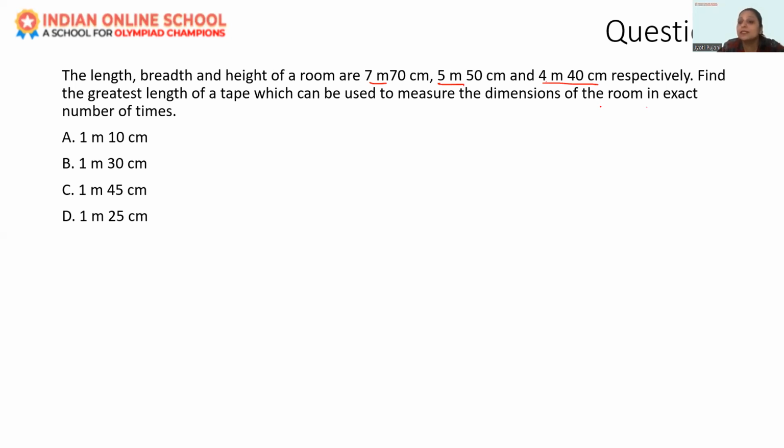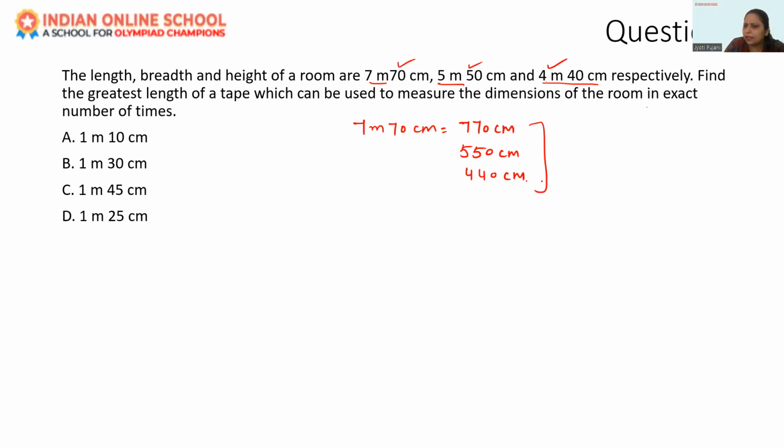Greatest means highest. If we have to find greatest, highest, then what do we have to do? GCF, HCF, greatest common factor, highest common factor. We have to find the HCF of all these 3 values. Okay, so let's do that. 7 meter 70 centimeter, I will change into 770 centimeter. Then another will become 550 centimeter and the third one is 440 centimeter.